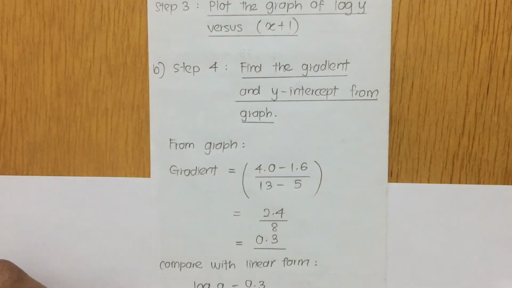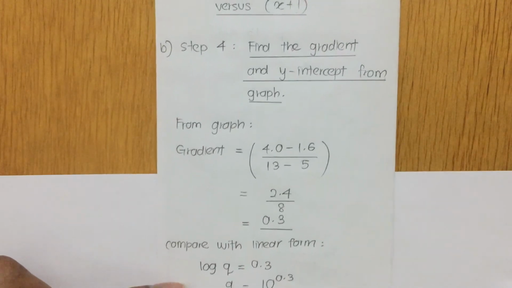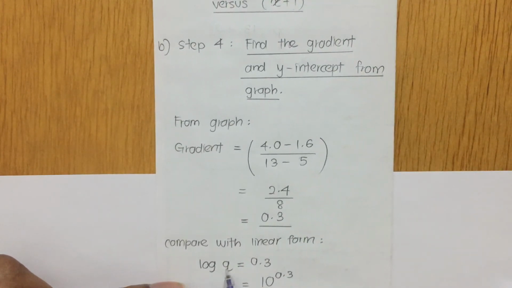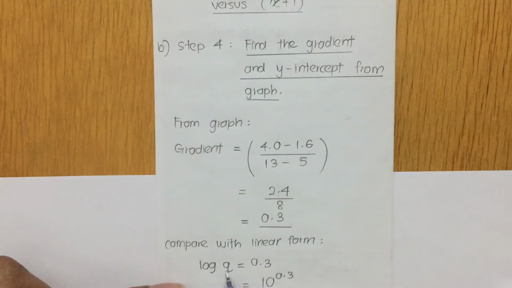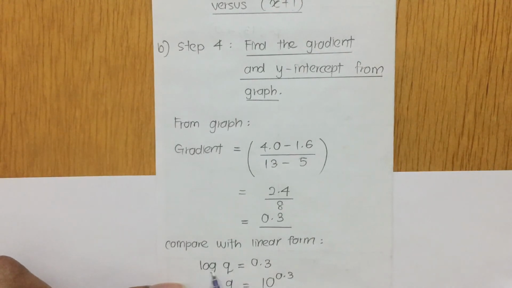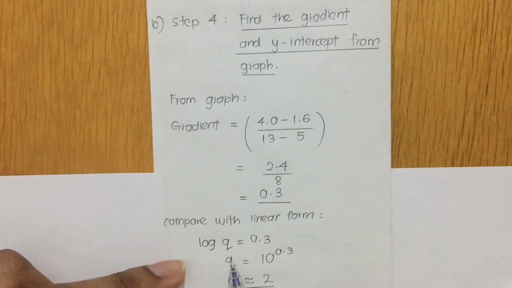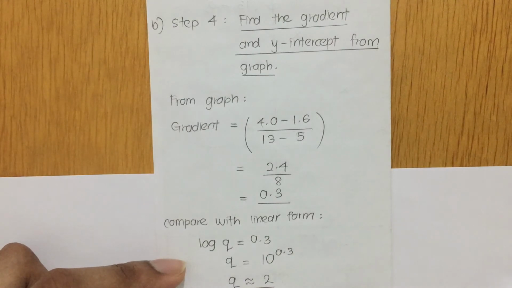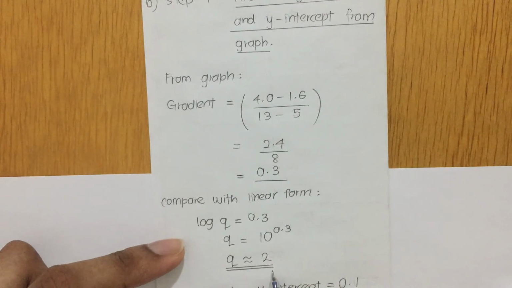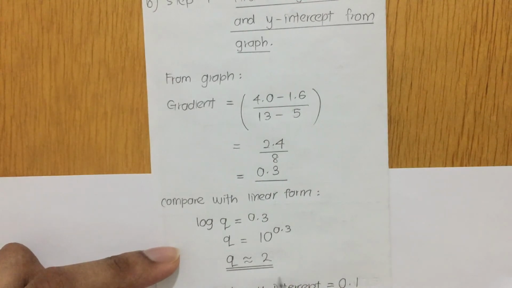But then we have come up with a linear form, guys. I hope you still remember, which is log q, log q with respect to base 10. So what you need to do now is compare this 0.3 with log q base 10. So log q with respect to base 10 is equal to 0.3. To find q, you anti-log this log, you move it over to the right hand side. So 10 to the power of 0.3, you should get q approximately 2. So this is your first answer.